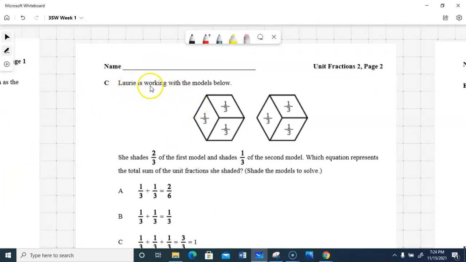Okay, C says, Lori is working with the model below. So we got 2 hexagons right here. It says she shaded 2/3 of the first model and 1/3 of the second model. Which equation represents the sum of the unit fractions she shaded? And shade the model solved. So we'll go ahead and shade it. Use my highlighter, shade it. So the first model is 2/3 shaded, and the second model is 1/3 shaded.